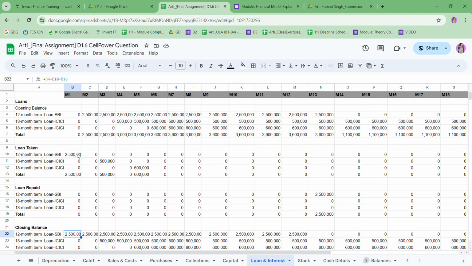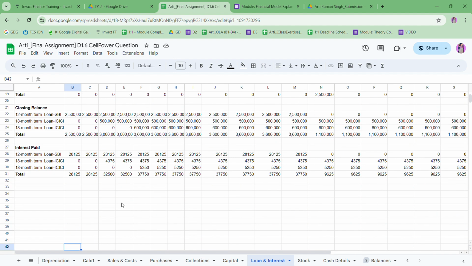Loan taken can be seen here. In month 1 a loan has been taken from SBI, and in month 3 a loan has been taken from ICICI, and the loan has been repaid for SBI in month 13. The effect can also be seen in the closing balance. It has become 0. We have calculated our closing balance by adding the loan taken to the opening loan and subtracting the loan repaid to get the closing balance.